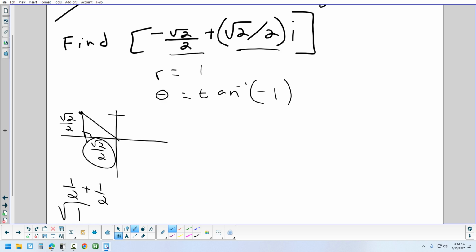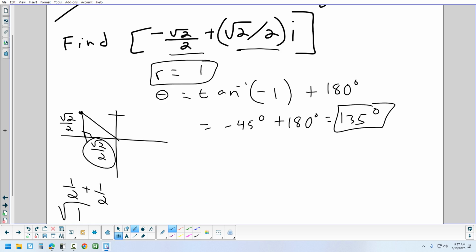Now, because this is in quadrant 2, what are we supposed to add onto the inverse tangent? If you wanted to do degrees or radians, you could do plus pi. And what if we want to do degrees? 180. Let's add the 180. You can check that on your calculator, but inverse tangent of -1 is -45. That's 135. There's my angle. There's my radius. And we're raising that to the 8th power.